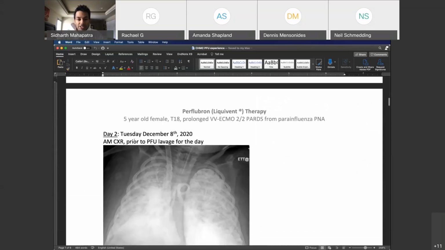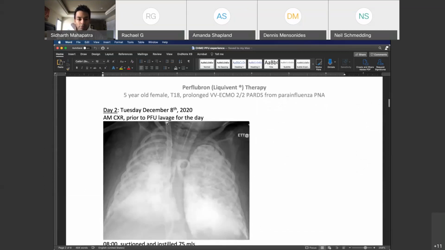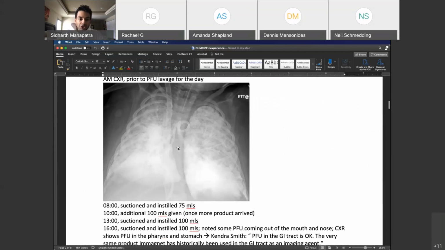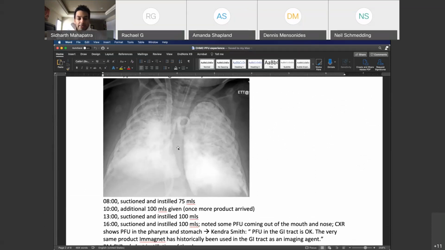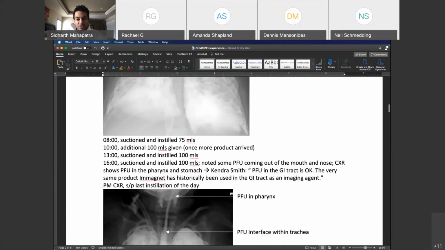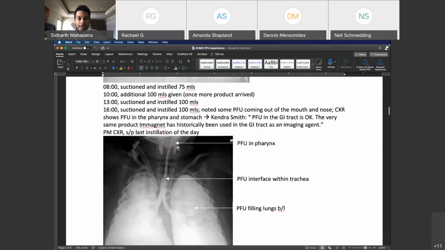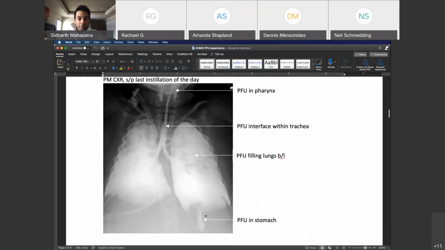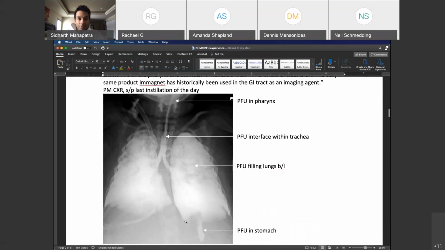Day 2, we did a chest x-ray prior to giving any perfluorine. It has filled up the lungs, although you can see that the interface is much lower. So we suctioned and then instilled, and then suctioned and instilled, suctioned and instilled throughout the day. And at one point, she ended up having some spilling out of her nose, went in through her throat and into her stomach. But again, like I said, we confirmed that that was not going to be detrimental in any way. Again, PFC interface within the trachea, filling bilateral lungs.